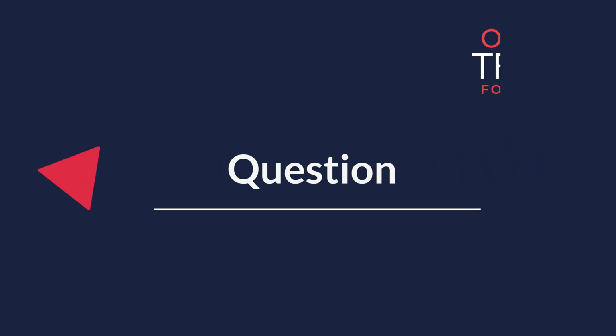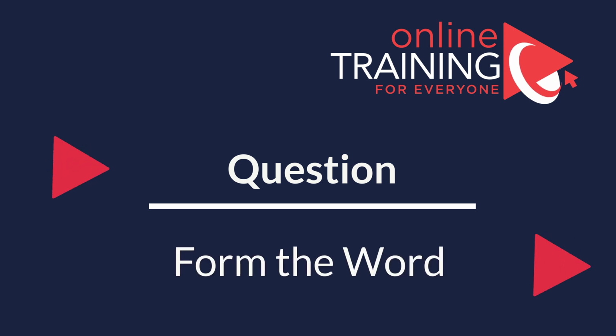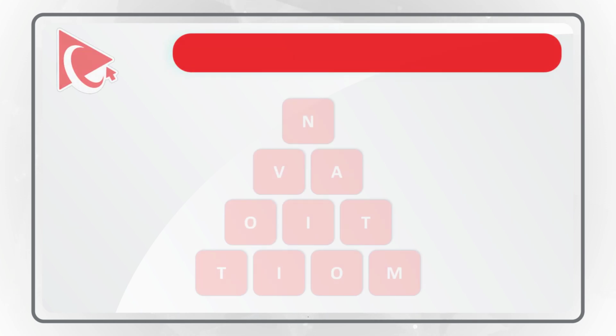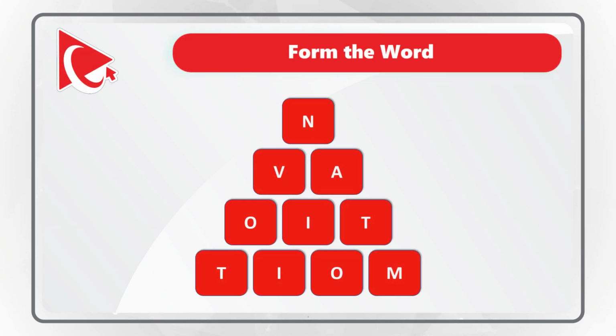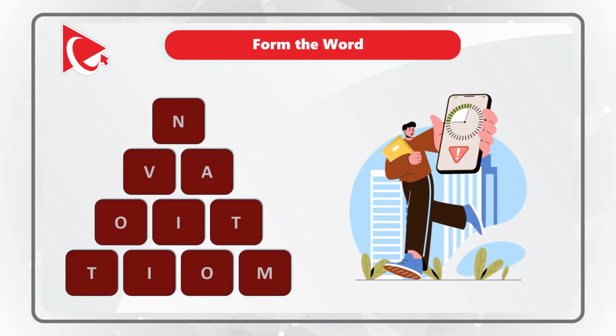One of the very hard challenges is forming the words using certain number of letters of the English alphabet. In this question, you're presented with 10 letters, and you need to form the word using all the letters only once. The letters are N, V, A, O, I, T, T, I, O, M. Do you see the word here? Give yourself a little bit of time, maybe 20 to 30 seconds.